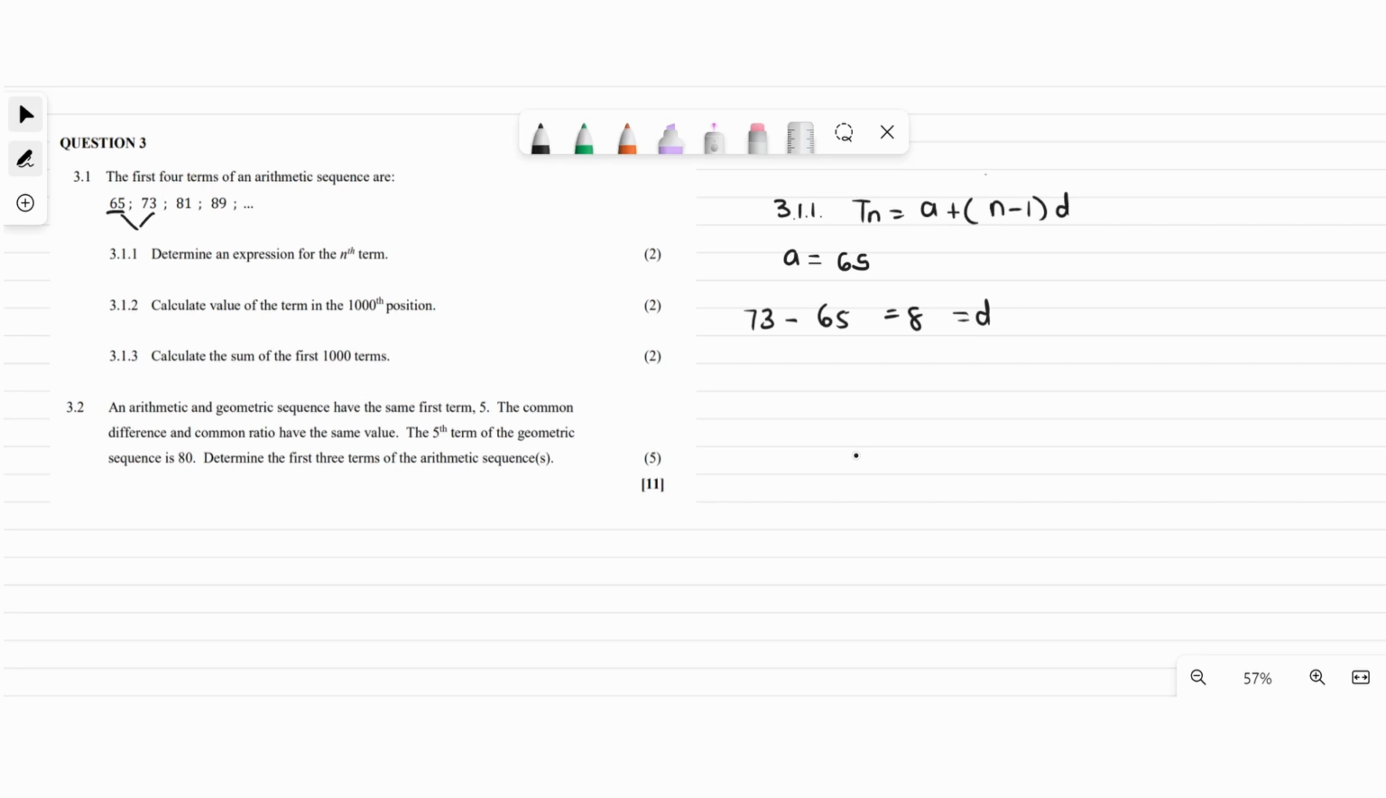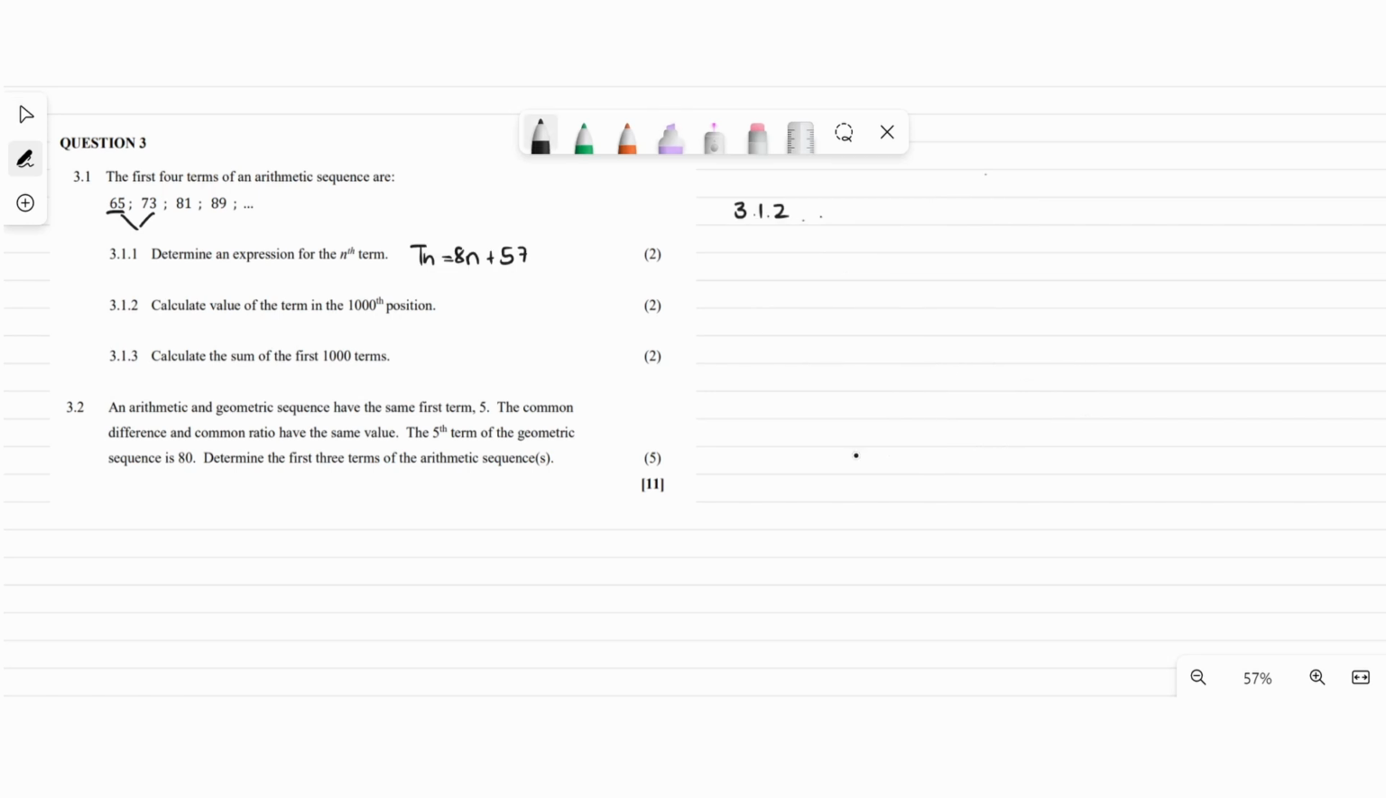So we're going to substitute A and D here. So it's going to be Tn is equal to 65 plus n minus 1 multiplied by 8. Distribute the 8. It's going to be 65 plus 8n minus 8. Then 65 minus 8 is going to give me 8n plus 57. And you're done finding Tn, right?